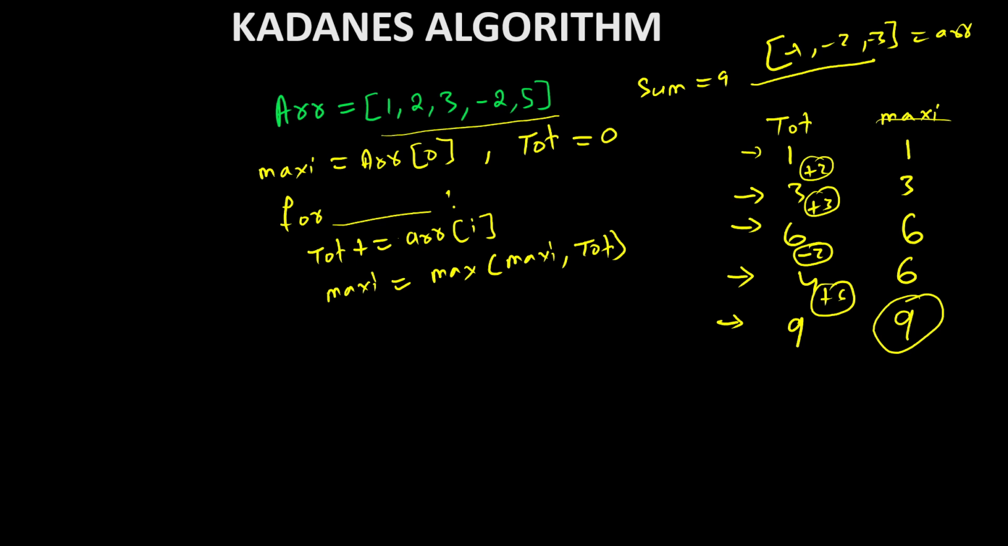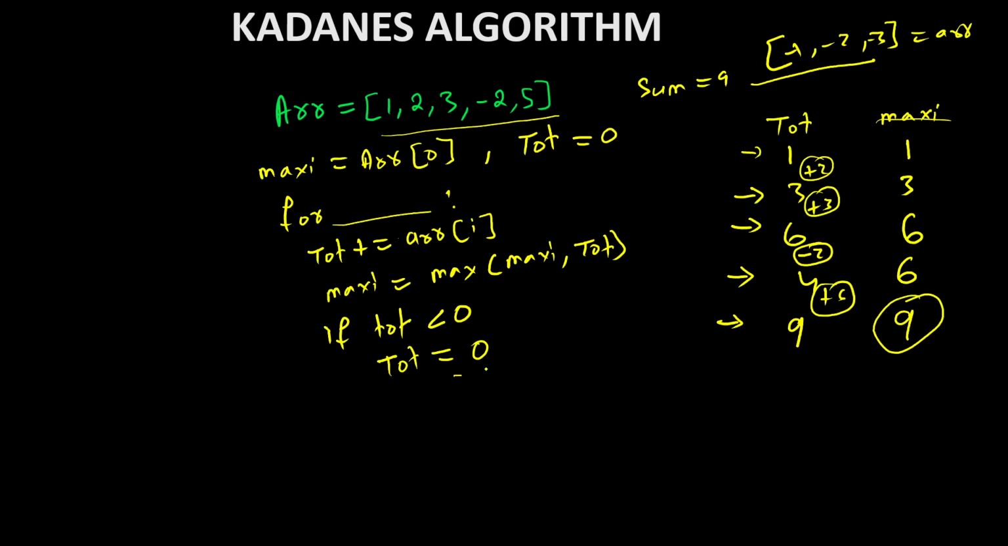In this example, if we keep on adding, total is minus 1. So the maximum value initially was minus 1. Now if we keep on adding minus 1 plus minus 2, that will be minus 3, and minus 3 and minus 3, that will be minus 6. Now let us know the problem here. That problem can be solved by taking one another condition: if total is smaller than 0, then we will reinitialize total to 0.